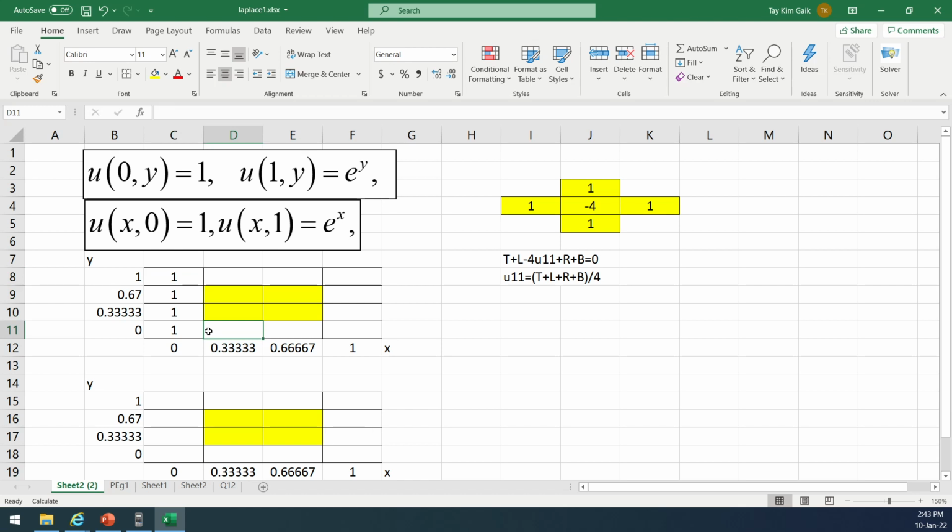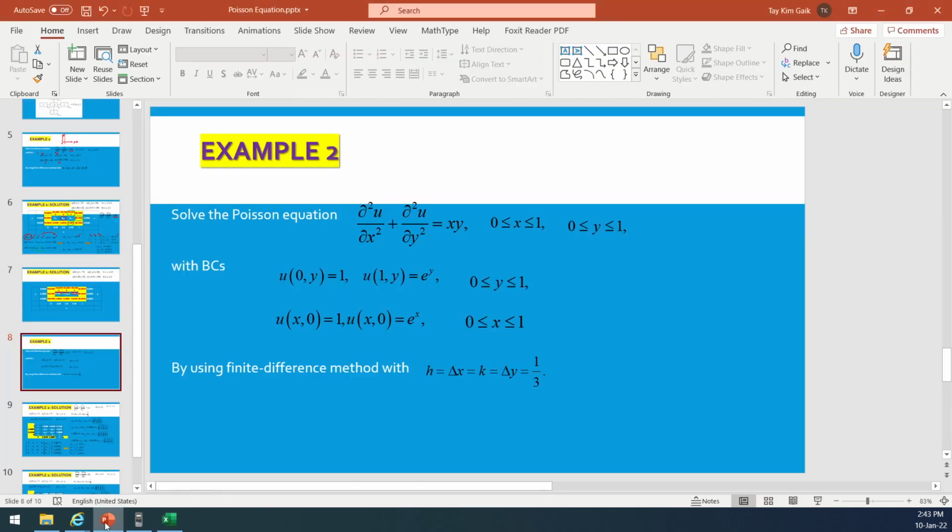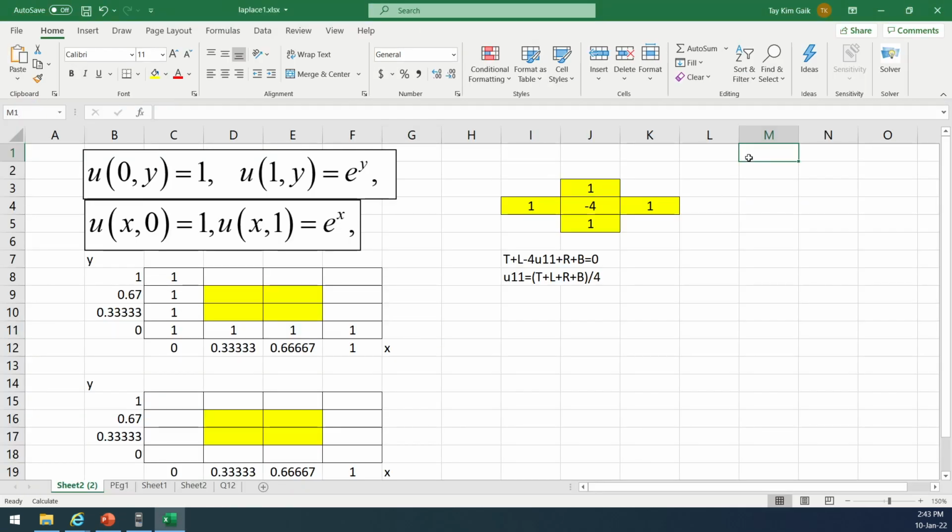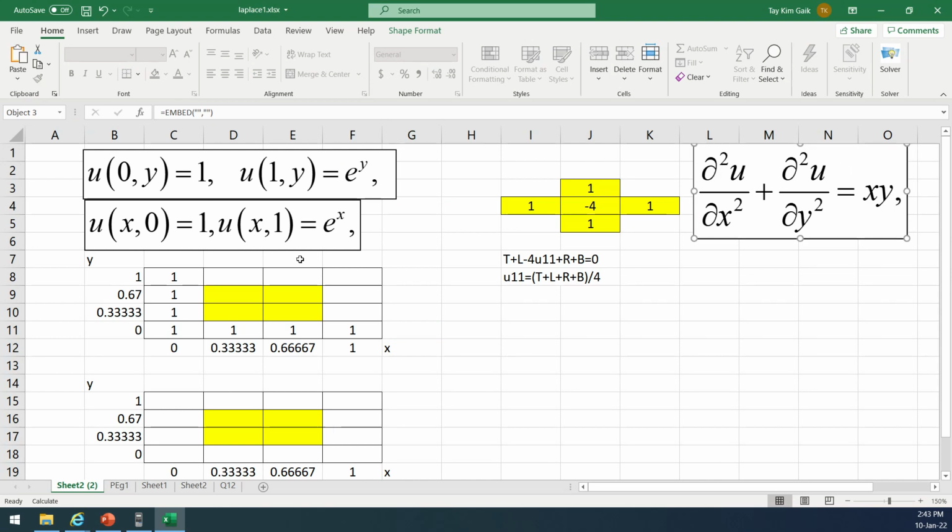So this case does not contradict. It's actually the same condition as in the Laplace equation. The only difference now is that the right hand side is not 0. Okay, u(1,y) equal to exp(y).